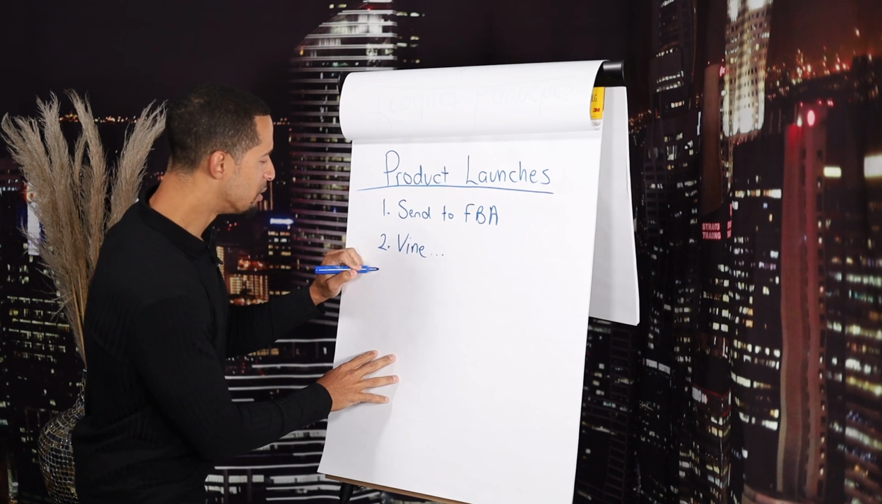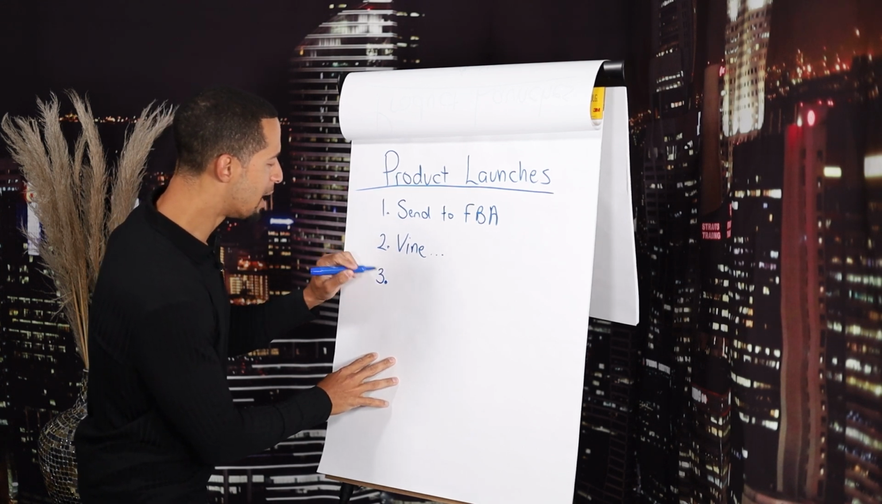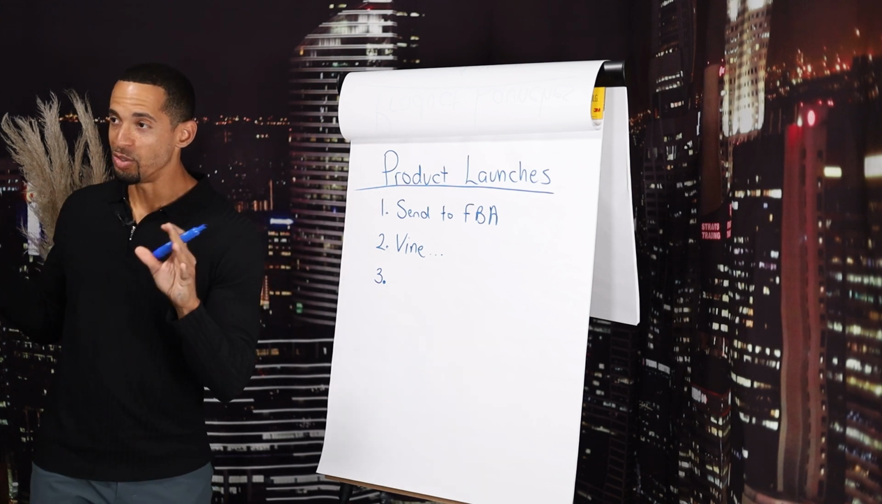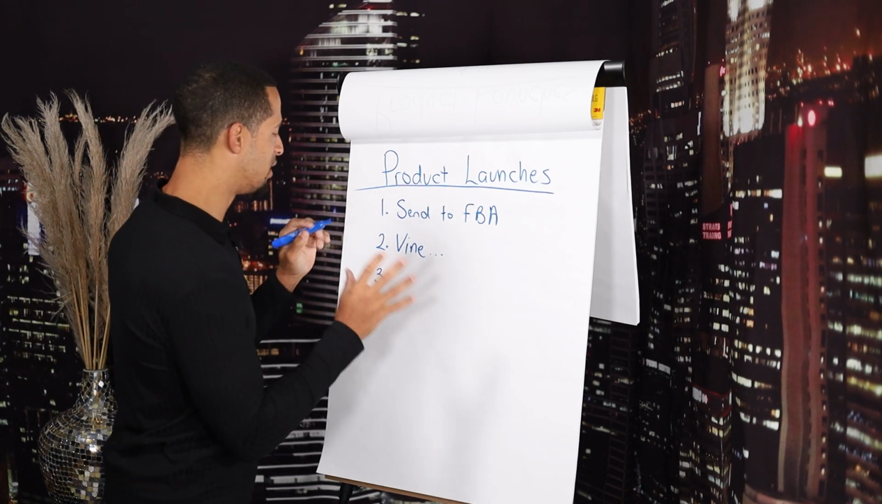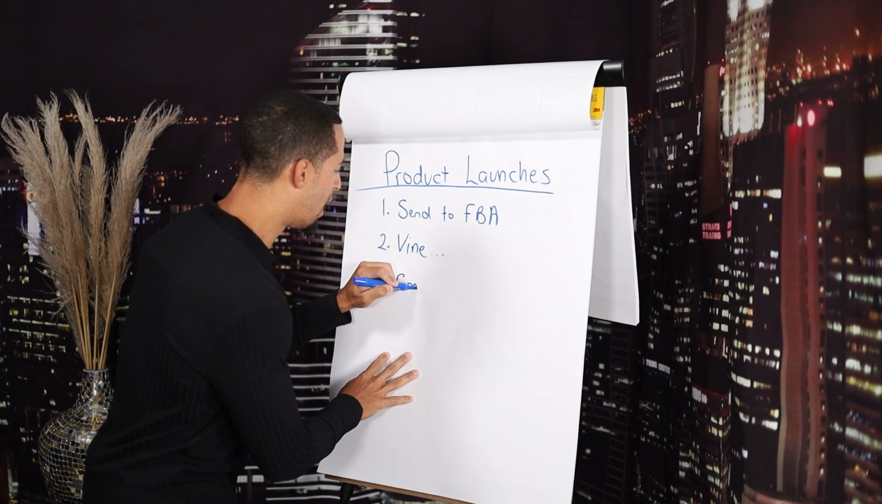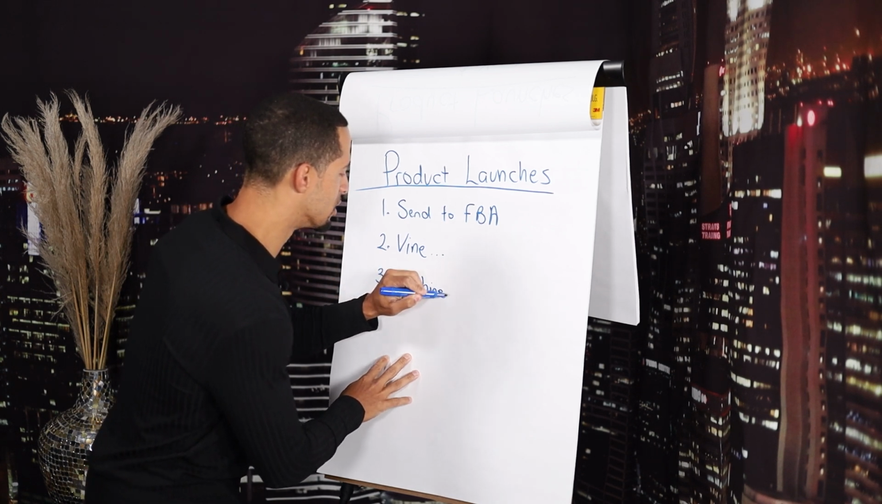Once you get your reviews, now your next step is going to be to combine all of these different variations that you've sent to Amazon onto the same listing. Now they can share reviews. So now we're going to combine our variations.